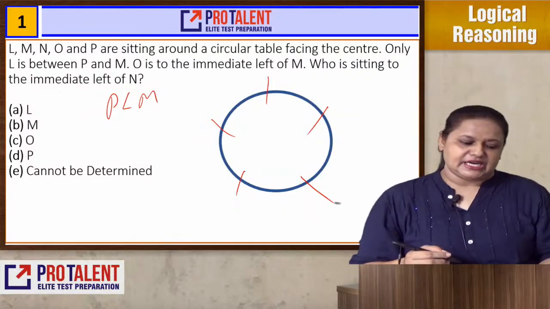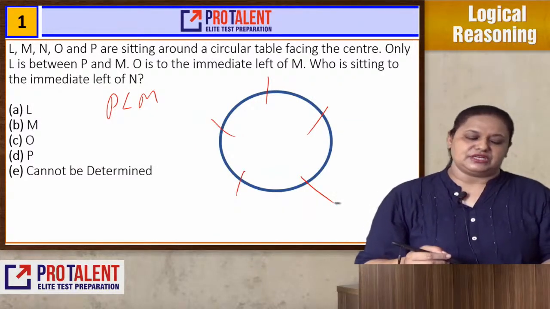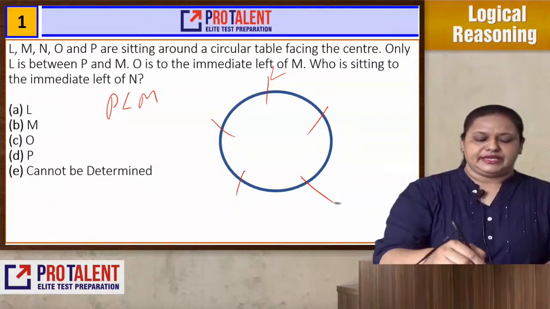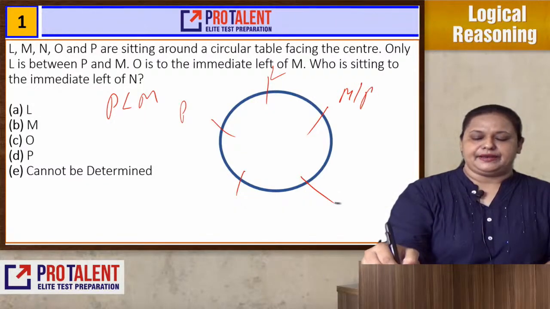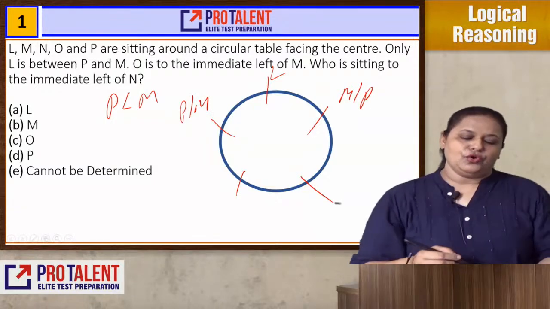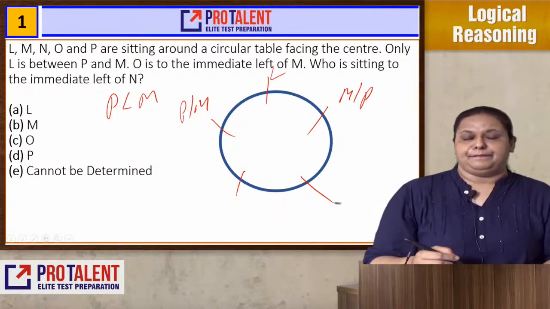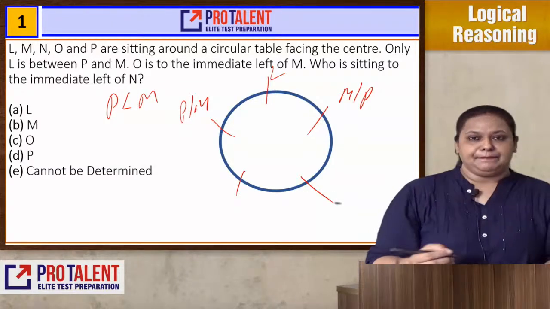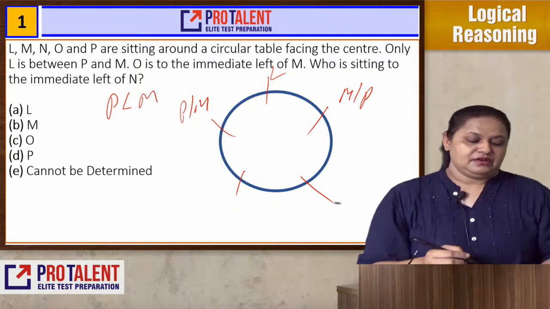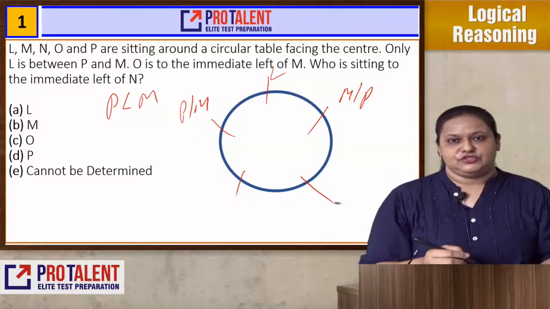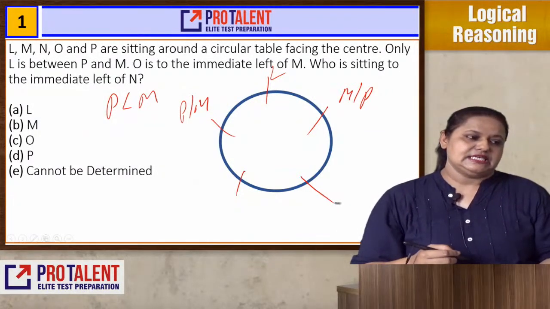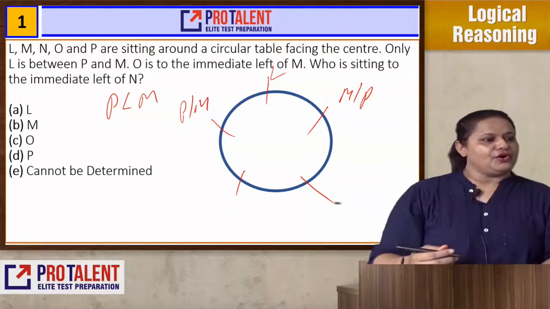So this is how we will be starting, right? If I start, only L is between P and M. So if I fix up the position of L, then it's only P and M, or it can be like this, right? O is to the immediate left of M. Okay. So who is sitting to the immediate left of N? If P and M are here, O has to be here. If I fix it up, I am getting the answer. This is very easy. Alright. Very good. All of you have got the answer.